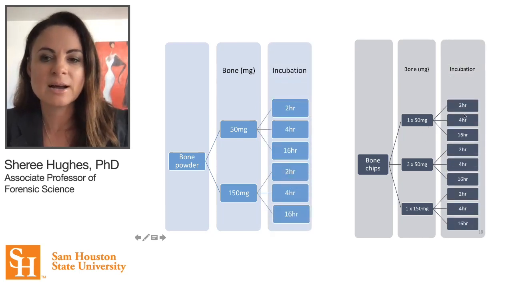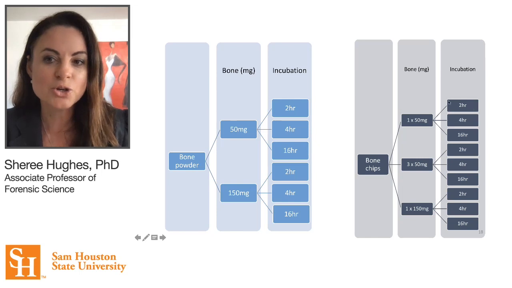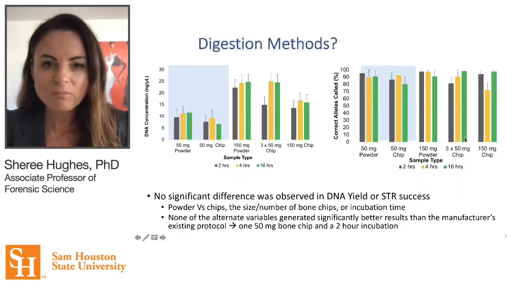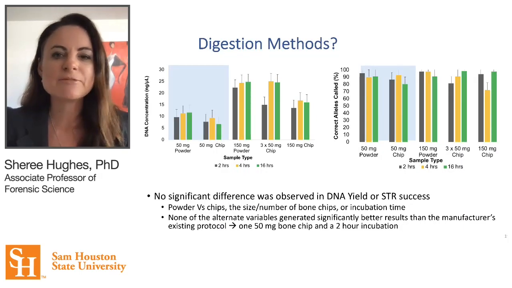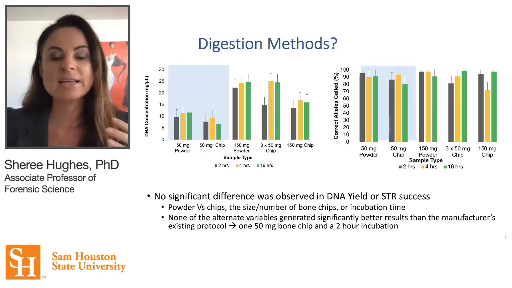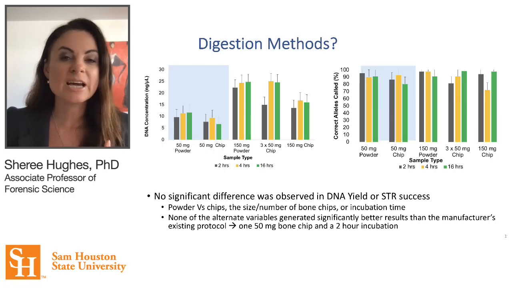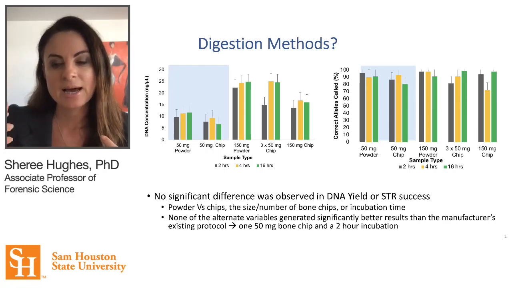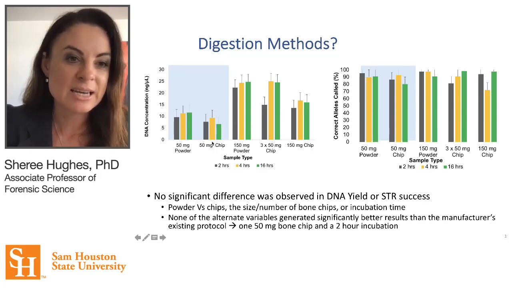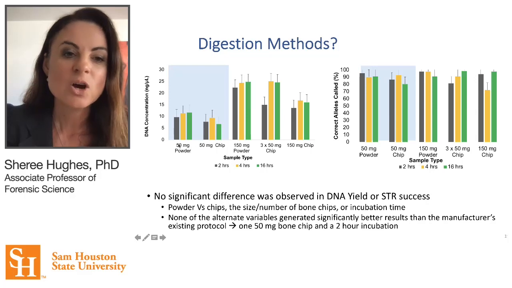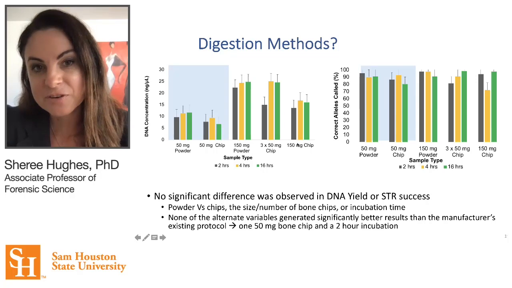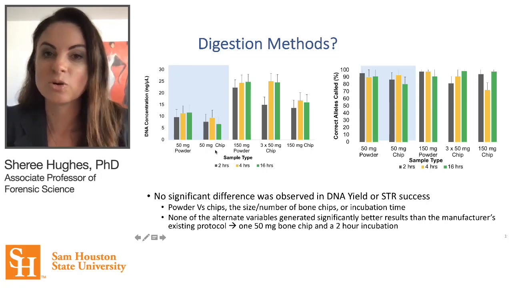And then we looked at increasing the incubation from the recommended 2-hour protocol through to a doubling of 4 through to an overnight incubation. And what we found is that there was no significant difference in DNA yield or STR success based on any difference in the incubation time or the combination of chip number and/or size. The only difference we did see, as may be expected, in the DNA concentration, when we got our DNA yield, we recovered less DNA from 50 milligrams than we did 150, but there was no difference in whether it was a powder or chip.